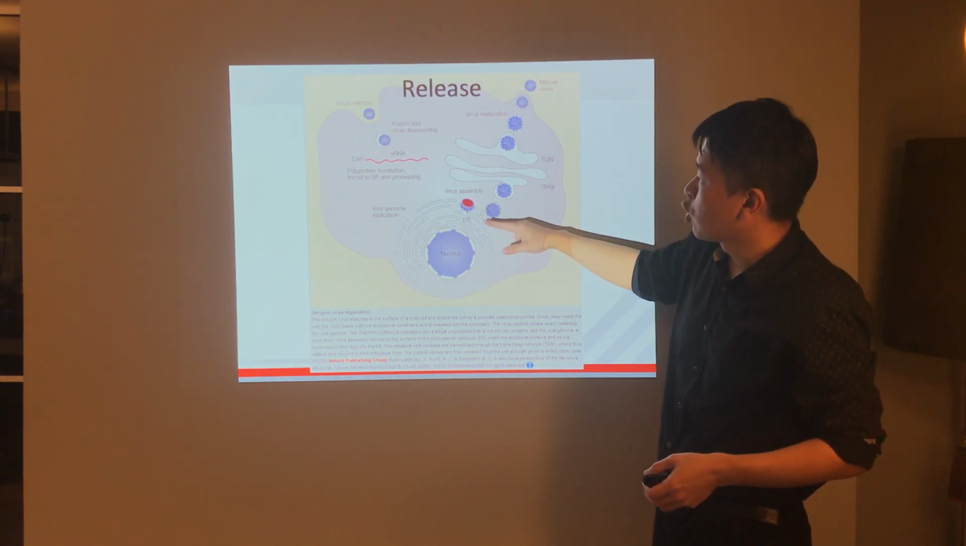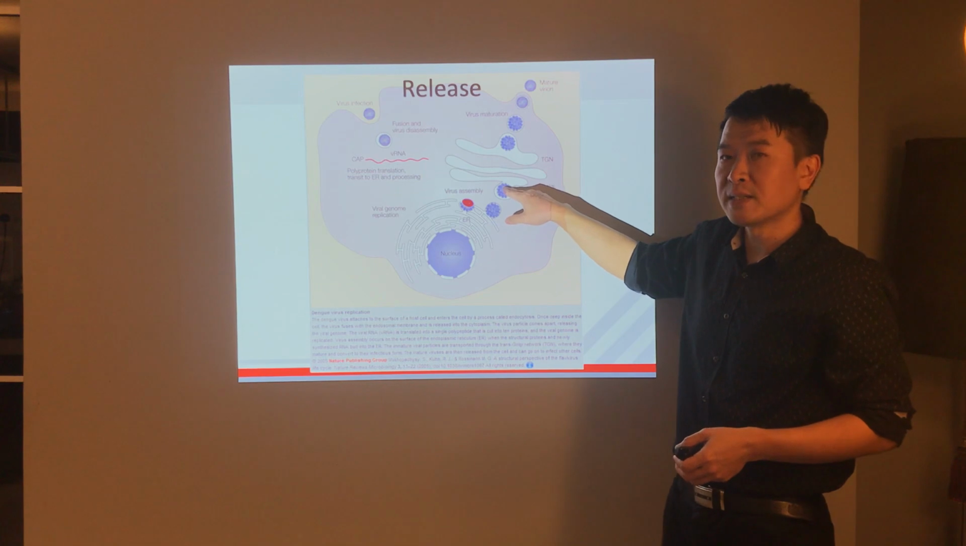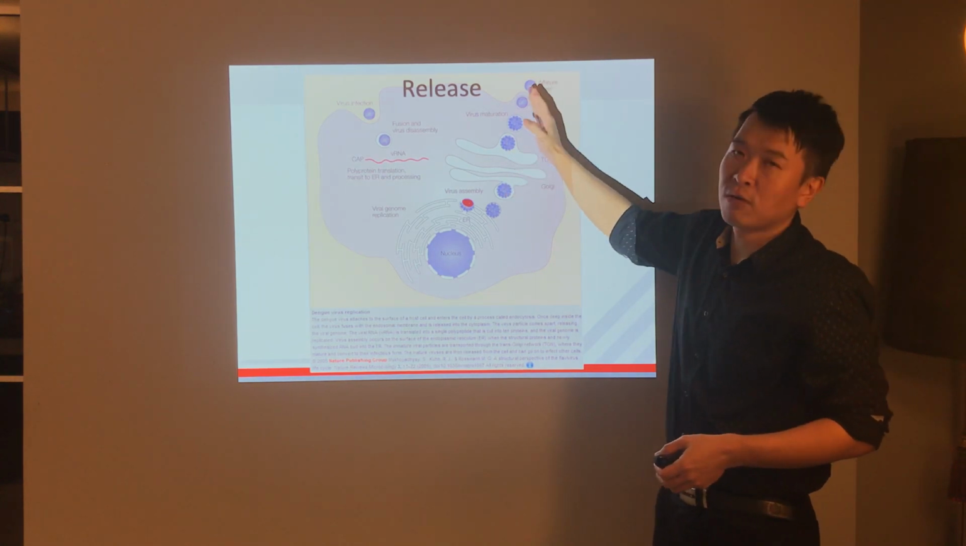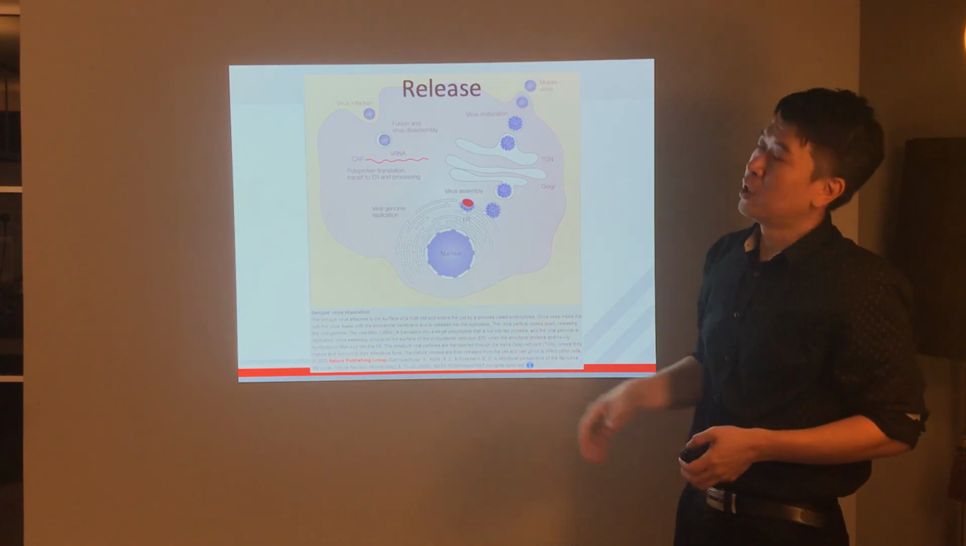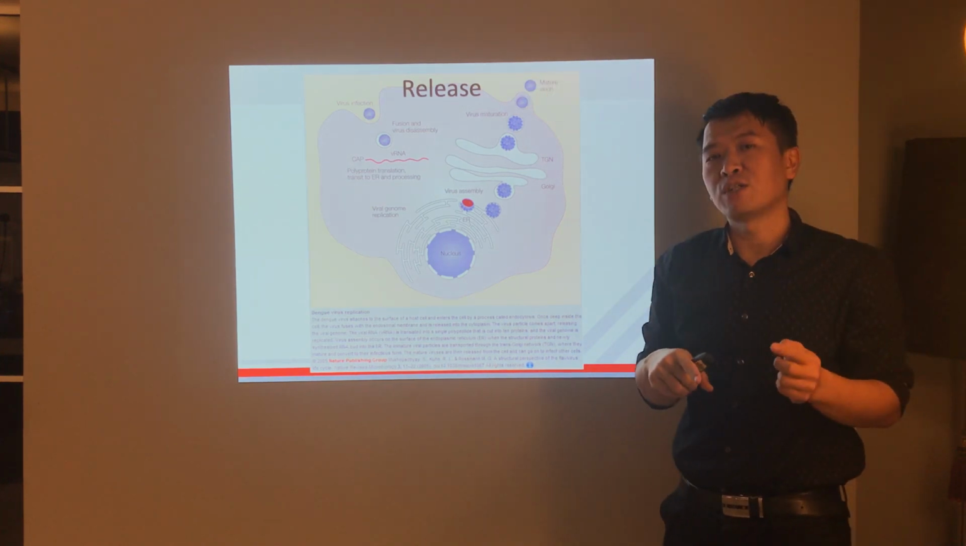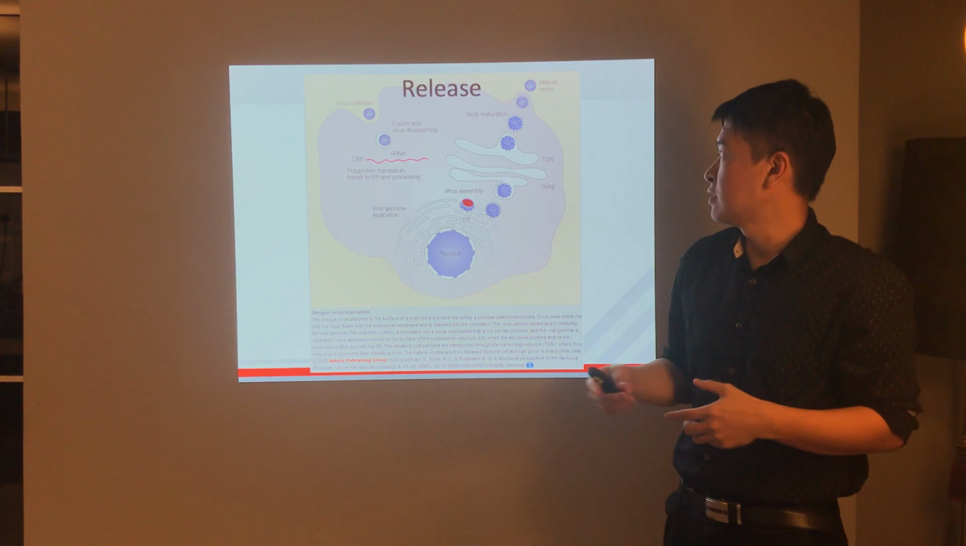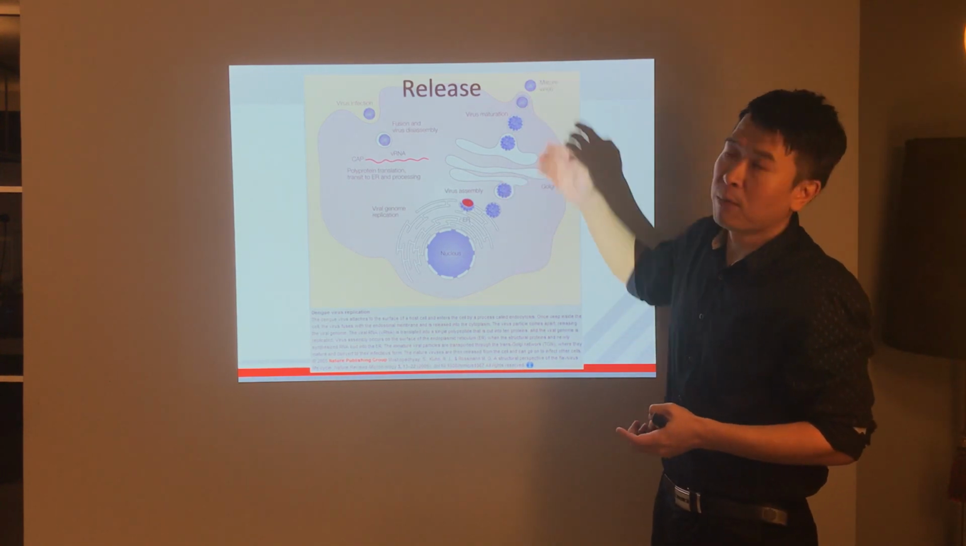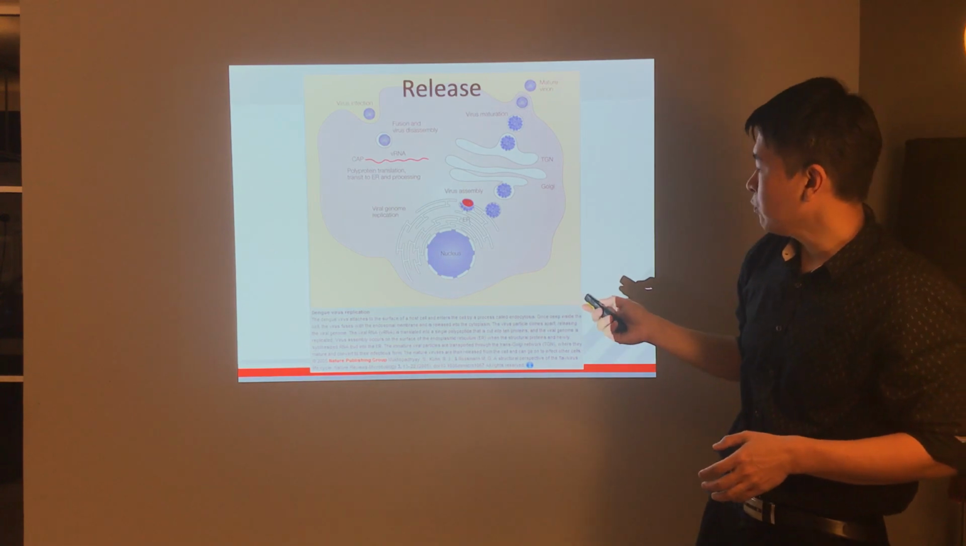It will then go into the Golgi apparatus through the trans-Golgi network and eventually go out to be released from the host cell. So unlike poliovirus, where it breaks the cell to release the virus, dengue virus just buds out from the host cell.